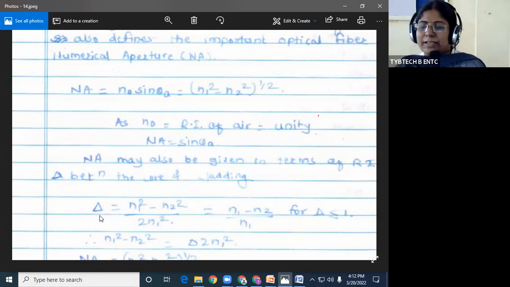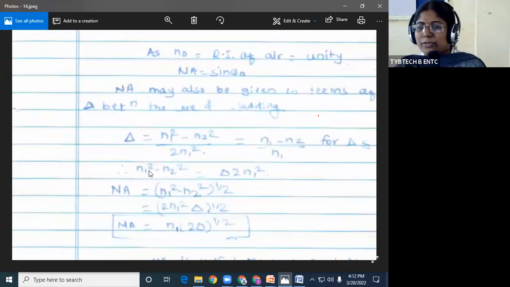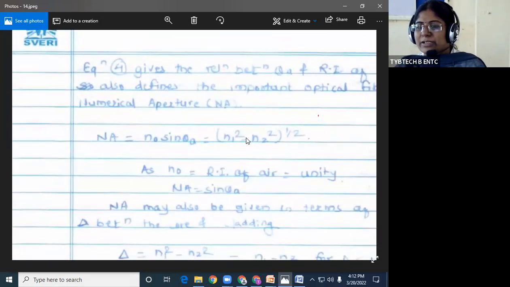मग कसं काढतात डेल्टाची व्हॅल्यू? n1 square minus n2 square divided by 2n1 square. But this is almost equal to n1 minus n2 divided by n1 because delta is very small than 1. मग हे जर तुम्ही सिम्प्लिफाय केलं तर काय मिळतं तुम्हाला? n1 square minus n2 square is equal to 2 delta n1 square. हे इक्वेशन बघा. म्हणजे थोडक्यात आपण इथली n1 square minus n2 square ची जी टर्म आहे, that we are going to replace in terms of delta.